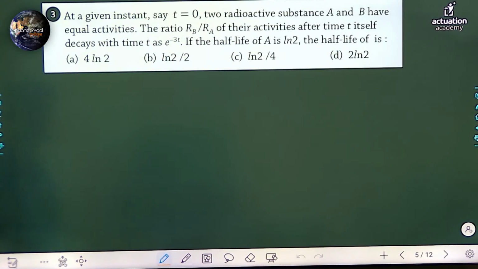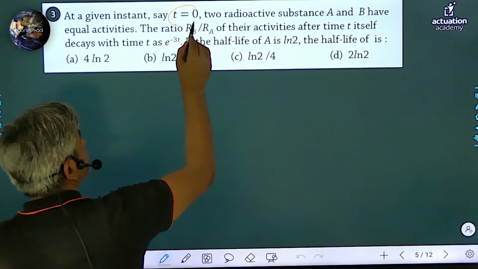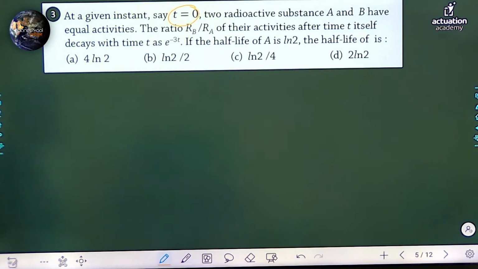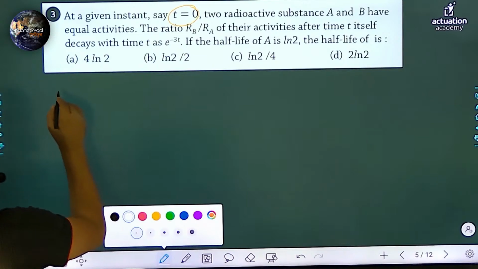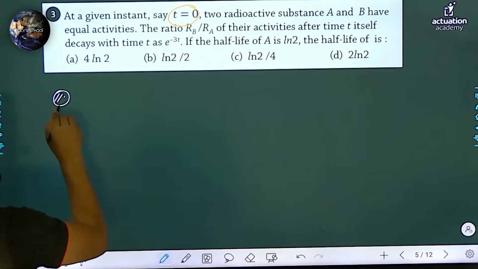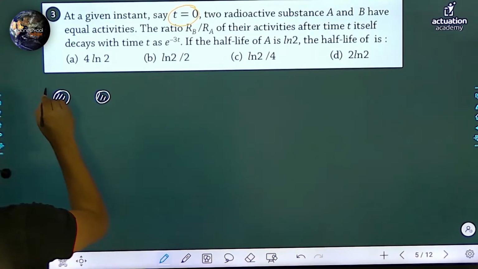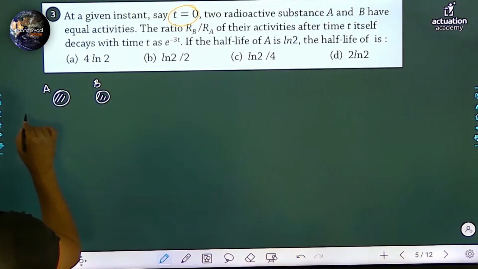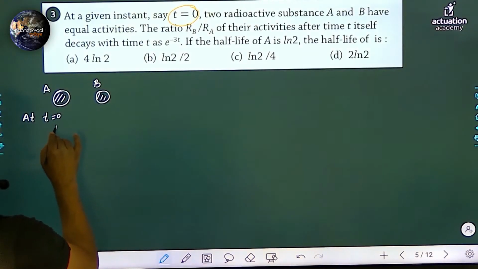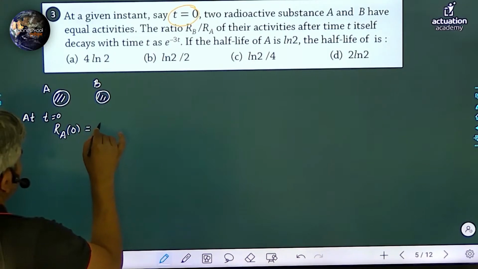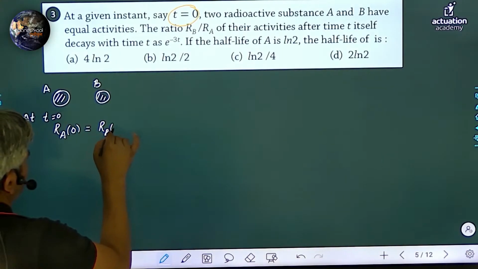At a given instant, say t is equal to 0, two radioactive substances A and B have equal activities. So the question reads that we have two radioactive substances A and B, and at t equal to 0 their activities are equal. So at t equal to 0, let's say the activity of A at t equal to 0 is R A naught, and this is equal to the activity of B at 0.